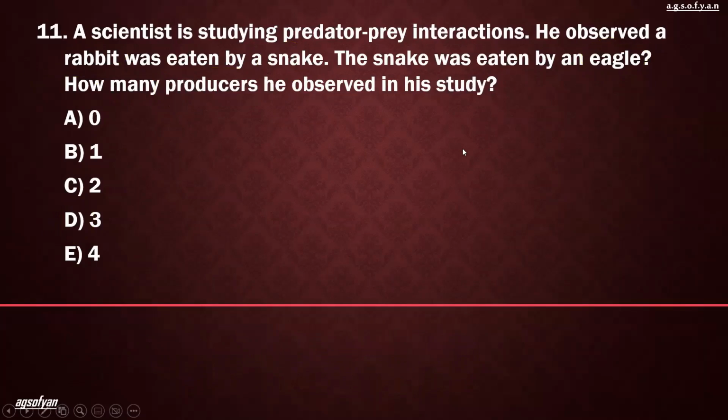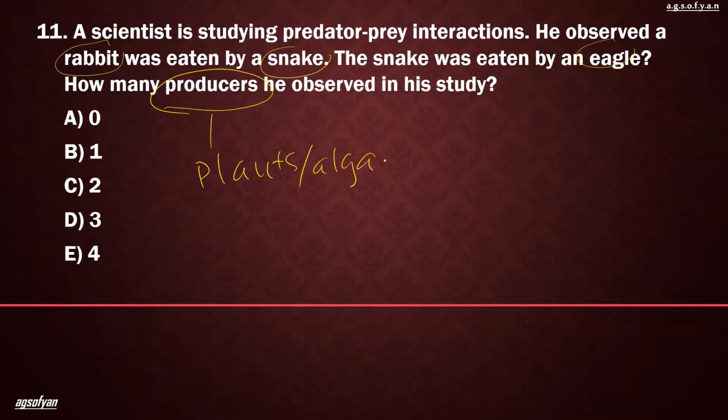A scientist is studying predator-prey interaction. He observed a rabbit was eaten by a snake, rabbit 1, snake 2, and the snake eaten by an eagle. Okay, now the question is, how many producers in this study? None, because producers are plants or algae, and you don't see that producer in this study, so 0.